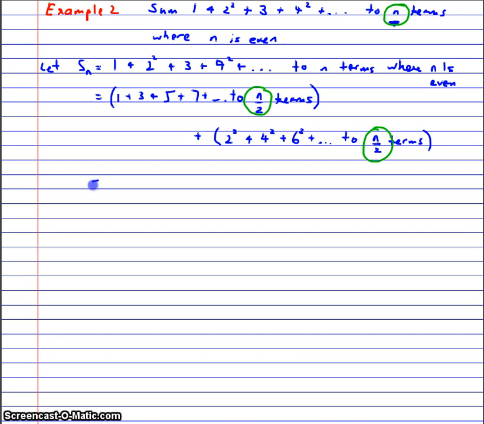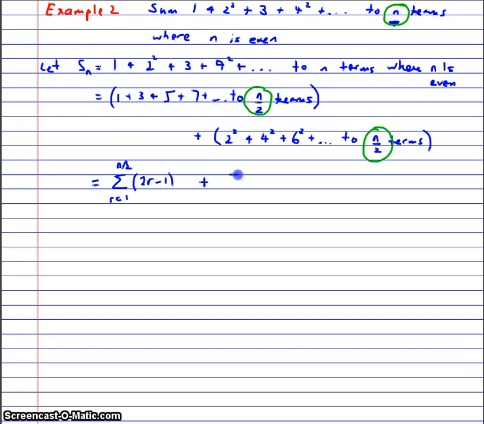Okay, so we're going to use sigma notation to define these series. So the first one there, sum to n over 2 terms from r equals 1. What's our rule? It's 2r minus 1, because it's increasing by 2 each time, so it's 2r. So 2 1s are 2, minus 1 gives us this 1. Okay, 2 2s are 4, minus 1 gives us the 3, and so on. Okay, so that's our first series.